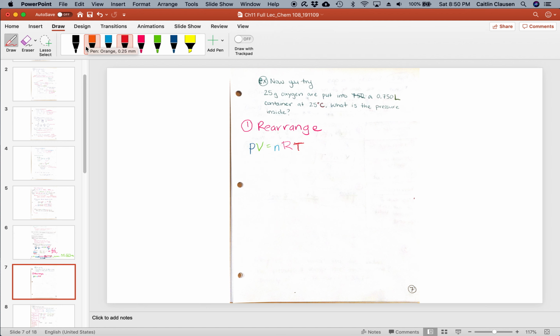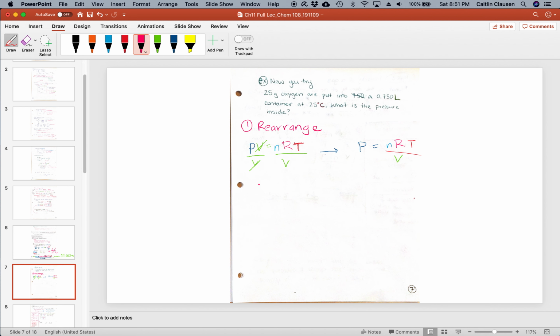I want pressure by itself. In order to get that, I have to divide by volume. That's going to cancel it on the right side and move it over to the left side. And that's going to give me pressure is equal to moles times the gas constant times temperature divided by volume.